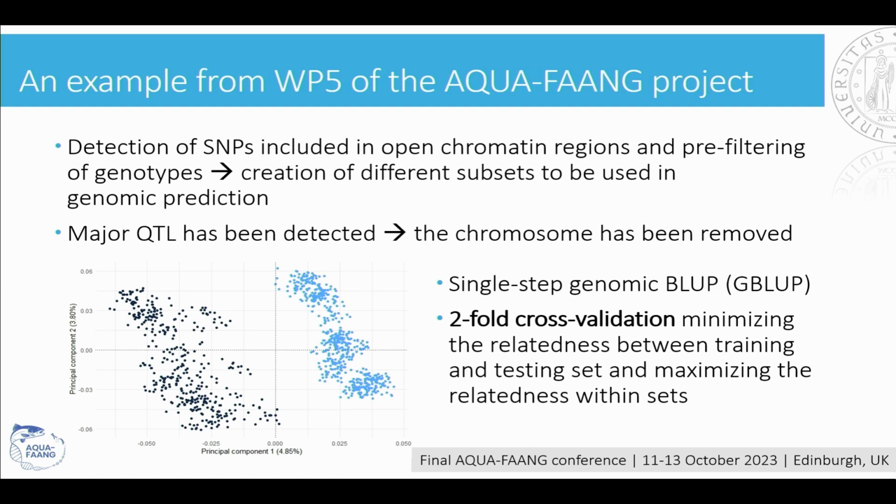So I was saying we detected two different groups, but they are not very unrelated. I mean, they are produced using the same parents. But we tried to use these two groups in a twofold cross-validation, so trying to minimize the relatedness between training. Sorry, it's the opposite. So maximize the relatedness within sets, and minimize the relatedness between training and testing, in a single-step genomic BLUP.